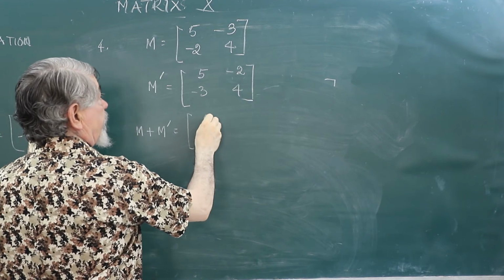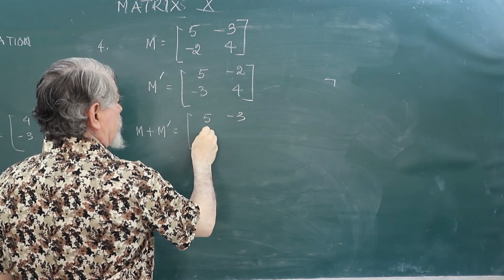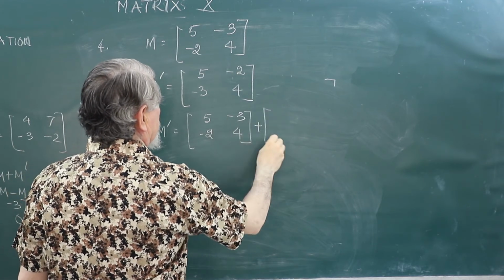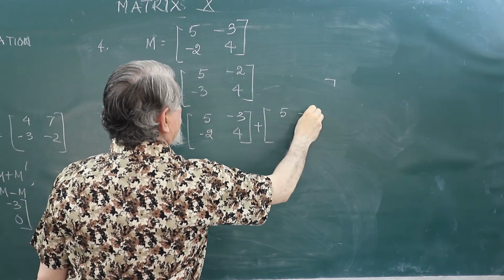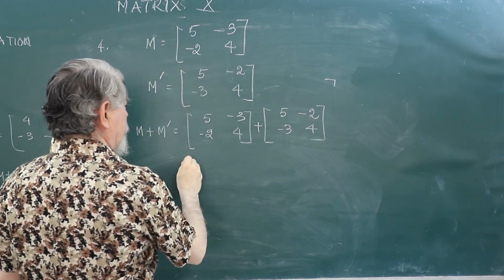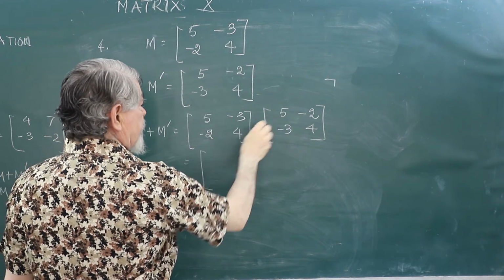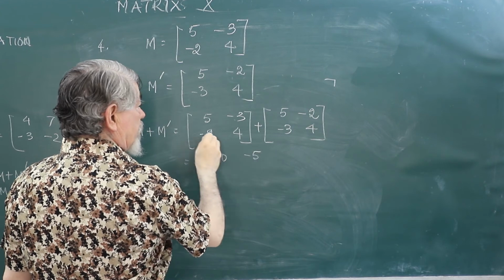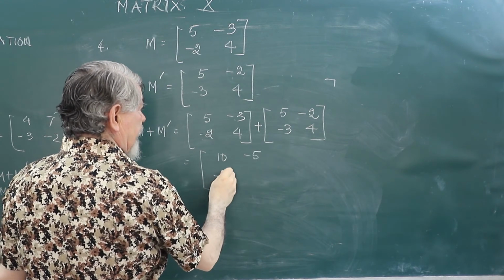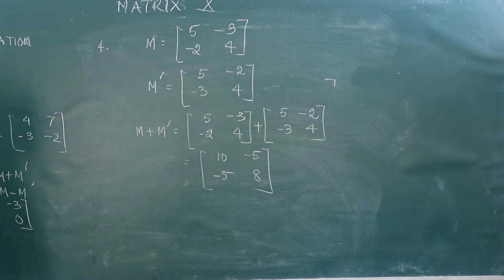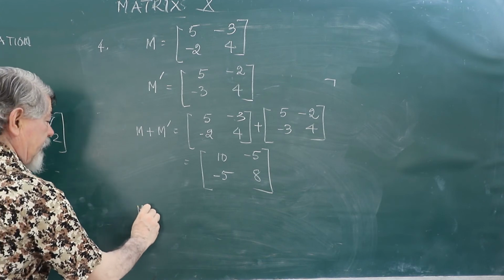So M is 5 minus 3 minus 2 4 plus 5 minus 2 minus 3 and 4. So it will become 5 plus 5, 10, minus 3 minus 2 minus 5, minus 2 minus 3 minus 5, and 4 plus 4, 8. This is M plus M dash. Let us calculate M minus M dash.